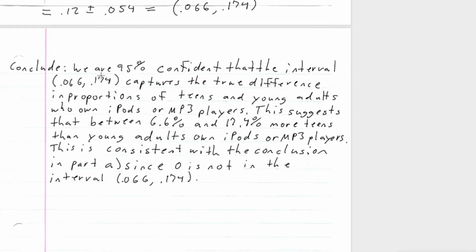Okay, so we are 95% confident that the interval that we calculated captures the true difference in proportions of teens and young adults who own iPods or MP3 players. This suggests that between 6.6% and 17.4% more teens than young adults own iPods or MP3 players. This is consistent with the conclusion in part A, since 0 is not in the interval that we got.